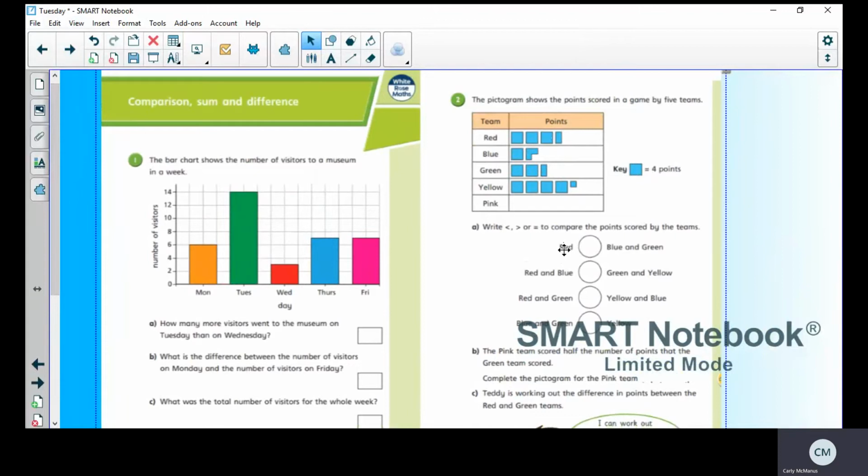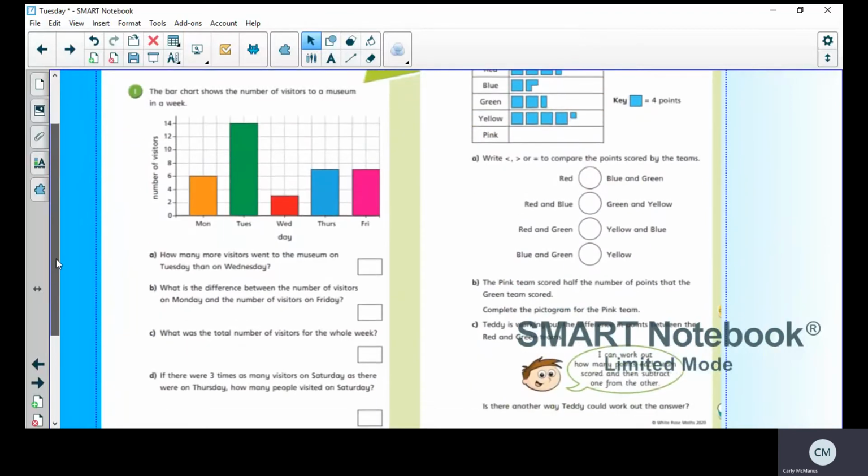And then there is 4, 8, 12, 14 on this side. And you need to put the correct sign for it. And then there's some more questions.